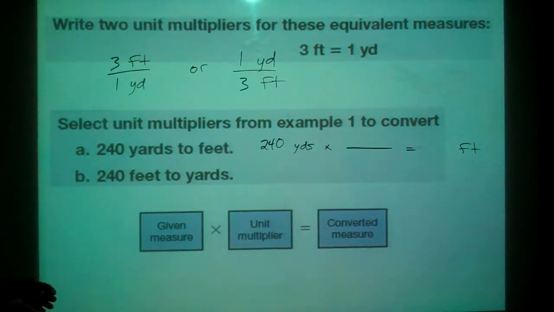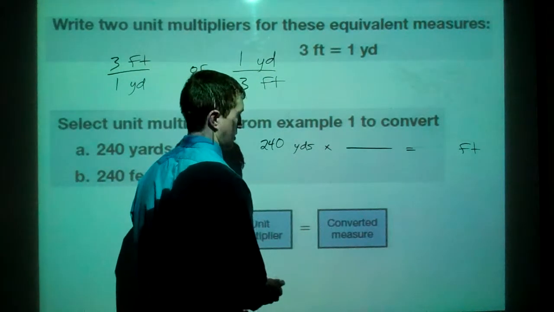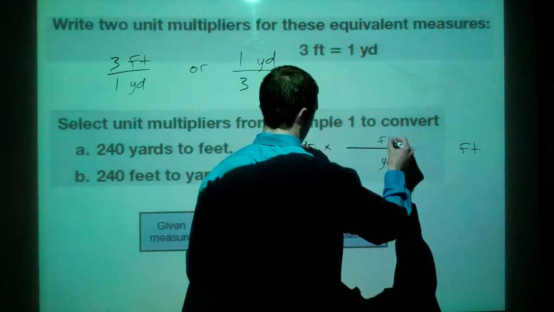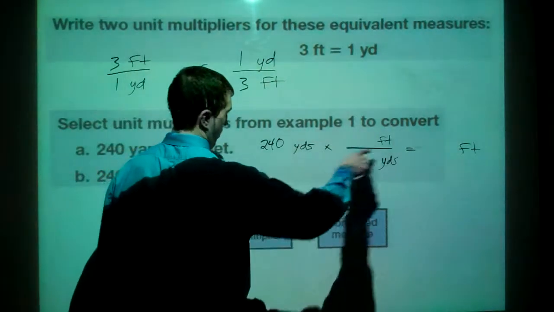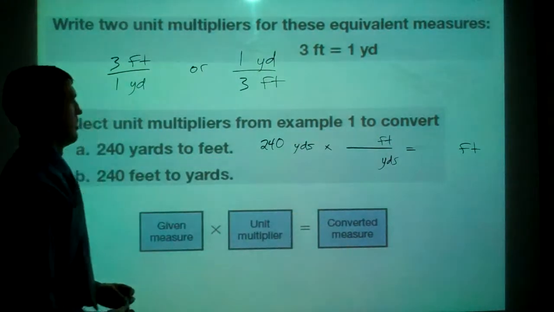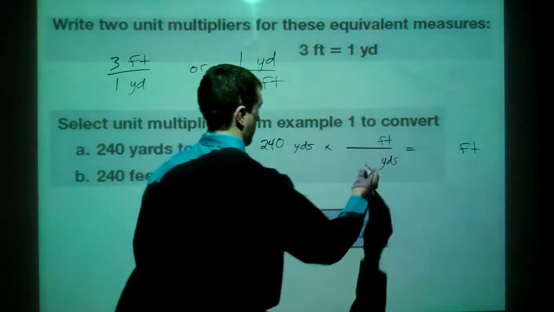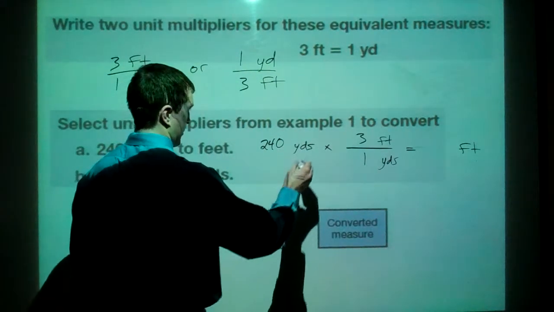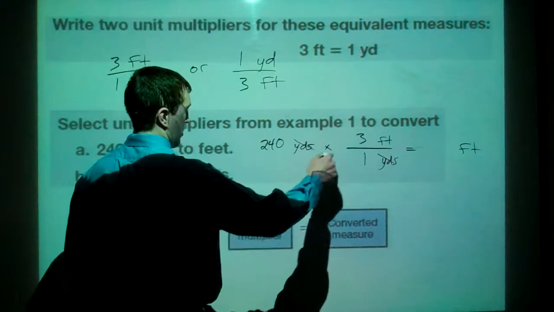Now, we want to end in feet, and we want yards to cancel out with yards. So this is what it should look like. Yards and feet. So we're going to use the one where yards will cancel out with each other, and you're left with feet. That would be this one. 1 yard is equal to 3 feet. So now your yards will cancel out, and you're left with 240 times 3.